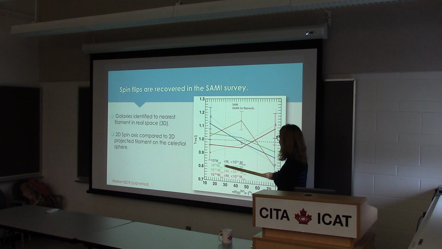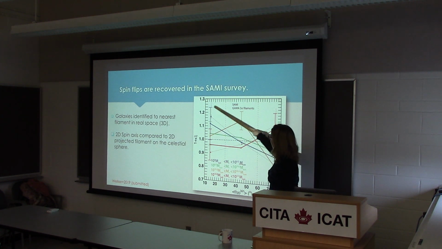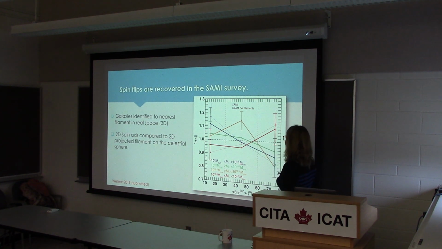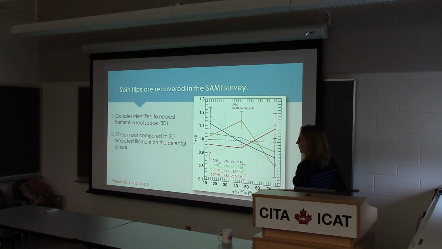If I look at small mass galaxies, I have an excess of low angles, so an excess of alignment. And if I look at high mass galaxies, I have an excess of high angles, so angles close to 90 degrees, so an excess of orthogonal alignment. And for mid-range mass bins, I have mid-range results.